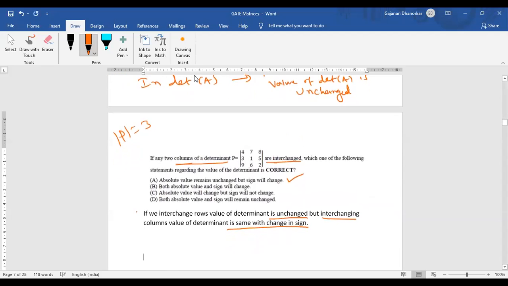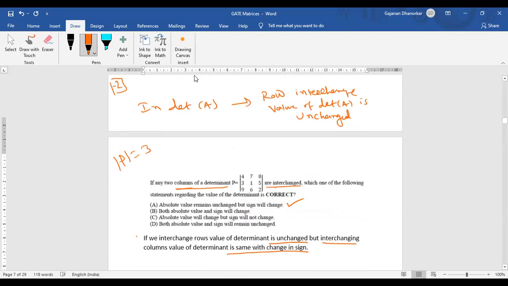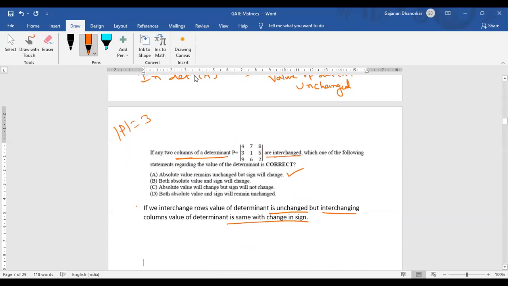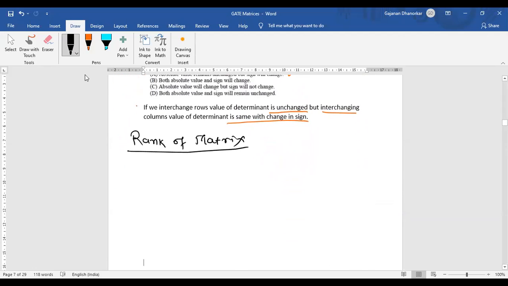Rank of a matrix. Does anyone have a doubt? Rank of a matrix. Now, find out the rank of a matrix.